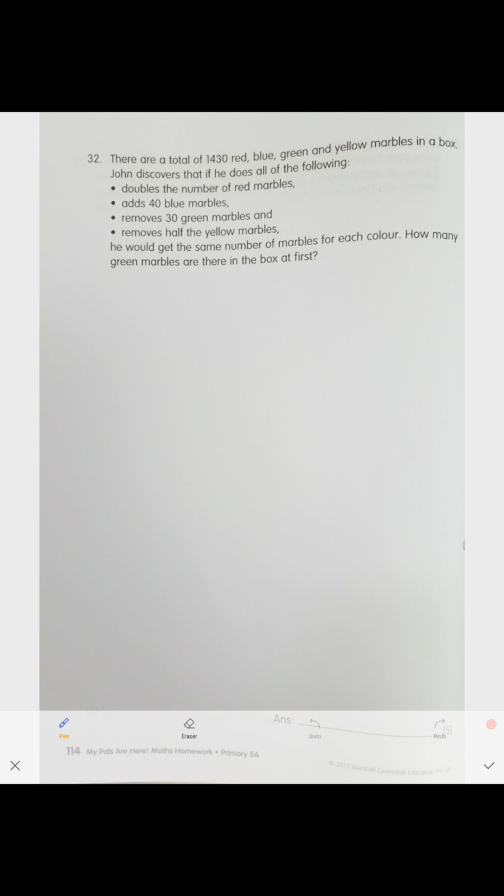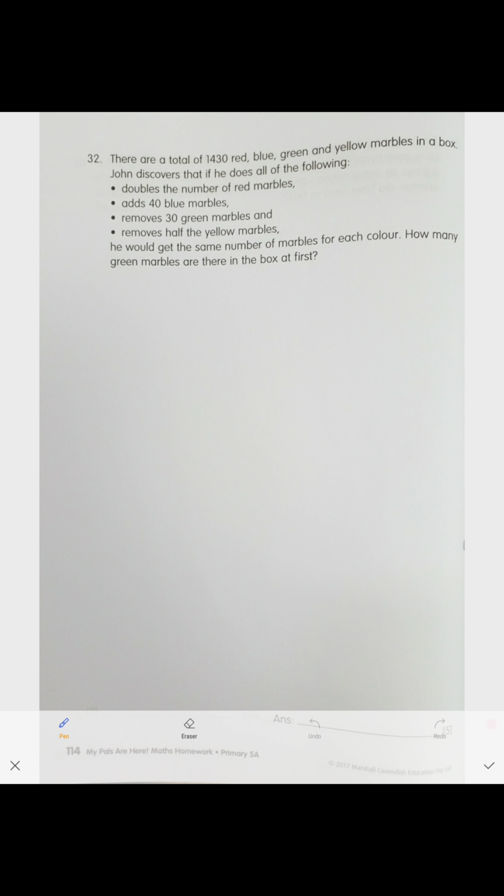Problem 32. There are a total of 1,430 red, blue, green, and yellow marbles in the box. John discovers that if he does all of the following, he would get the same number of marbles for each color. How many green marbles are there in the box at first? Okay, that is interesting. He needs to double the number of red marbles, add 40 blue marbles, remove 30 green marbles, and remove half the yellow marbles. Okay, that could seem confusing, but it is not. Just be careful with every step that is happening.